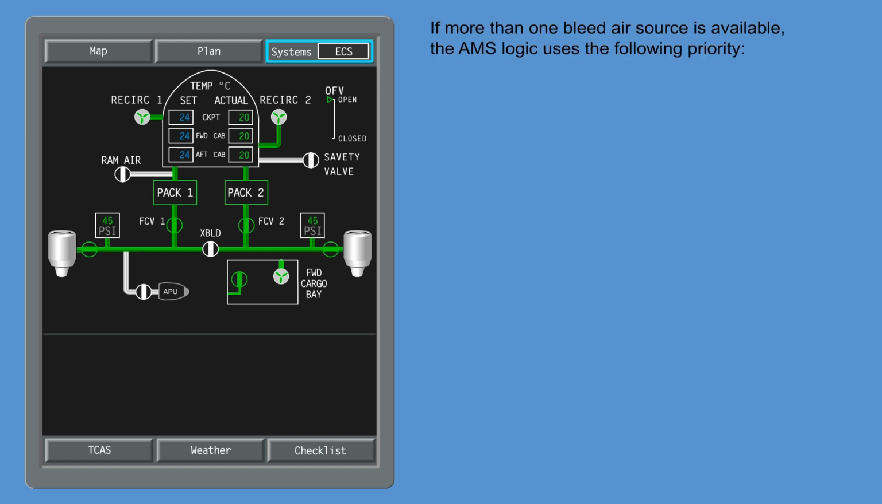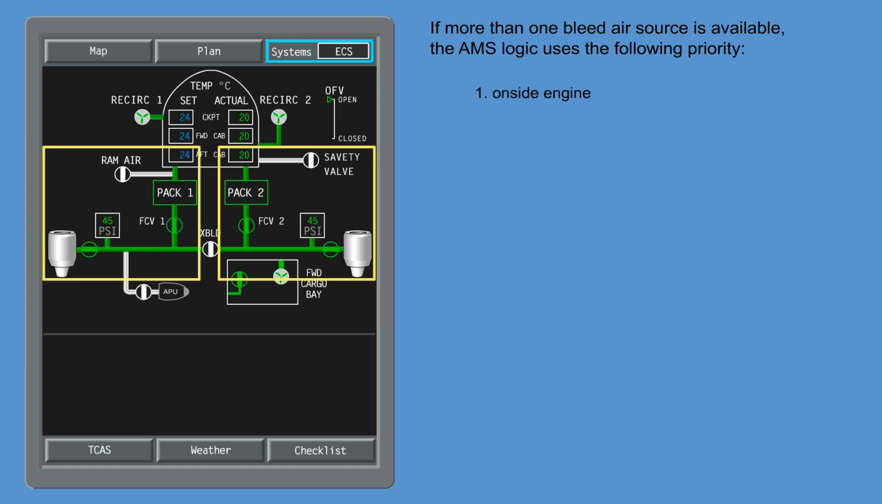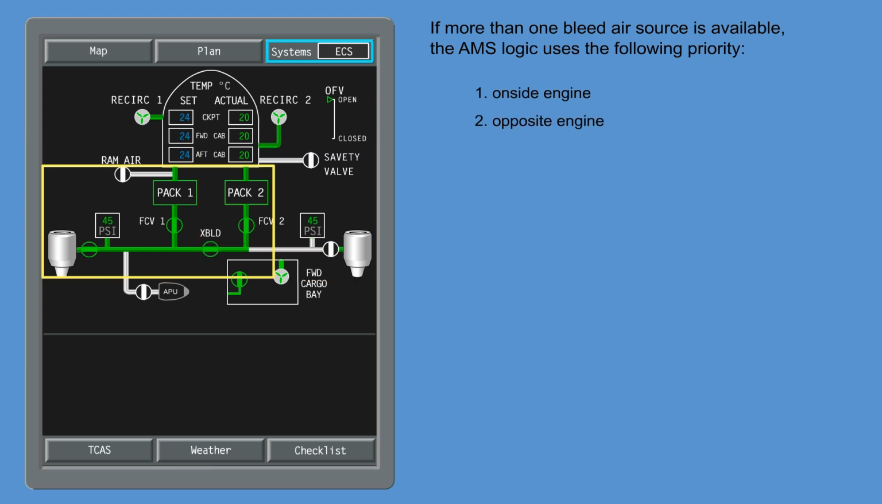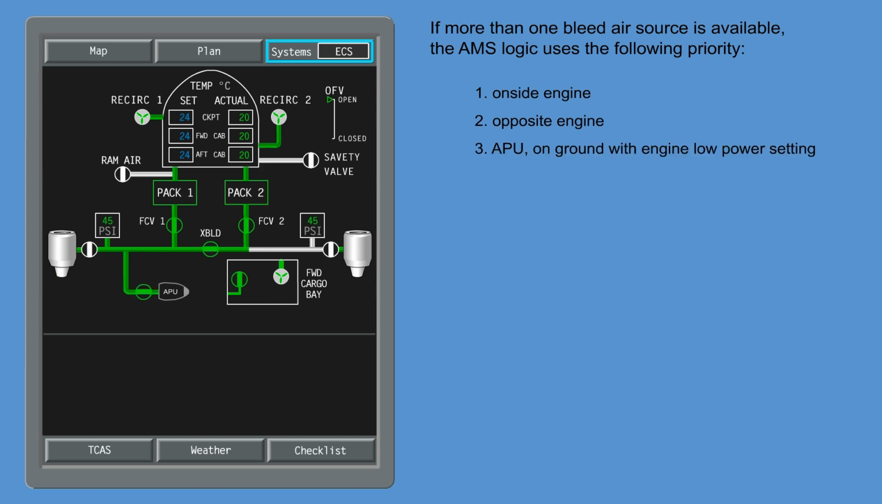If more than one bleed air source is available, the AMS logic uses the following priority. 1. On-side engine. 2. Opposite engine. 3. APU on ground with engine low power setting. Note that APU bleed air cannot be used for the anti-ice system operation in flight.